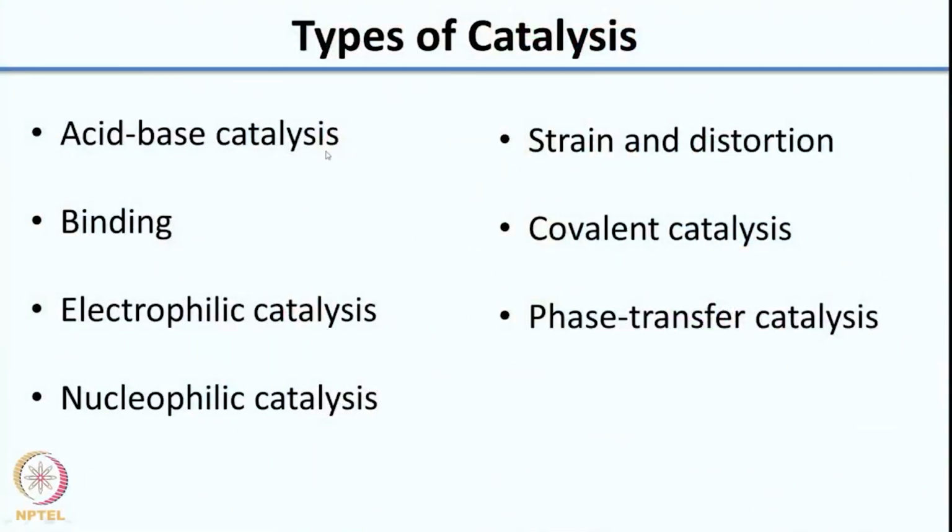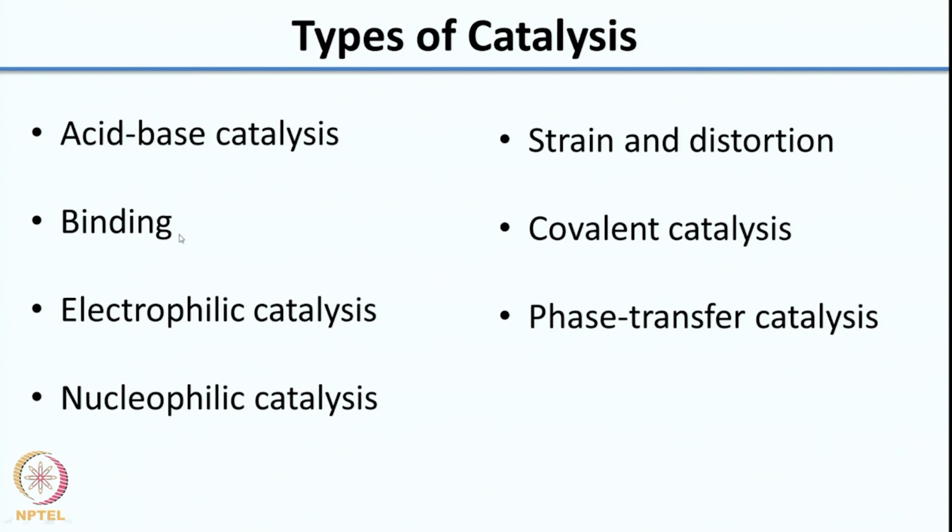So, there are several types of catalysis. Some of these could be put within one category or the other. I start with acid base catalysis. Now, acid base catalysis is what is most common. You have some acid or base catalyzing a reaction. Even so far we looked at several examples of writing reaction mechanism and we came across acids catalyzing the reaction or bases catalyzing the reaction.